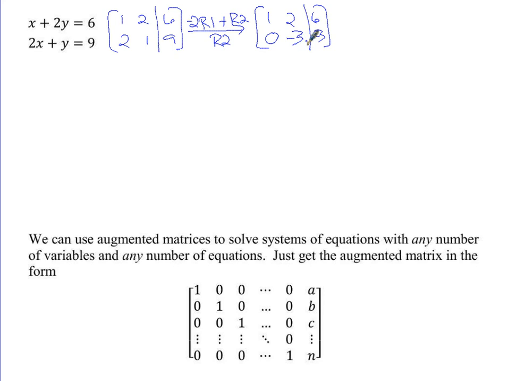So now I need to turn that into a 1. How can I do that? Good. Negative 1/3 times row 2. I'm not doing anything to row 1, so I just rewrite it. And then my new row 2 becomes what? 0, 1, 1. It's a negative 1/3 times negative 3, so it's also positive 1. We're almost there.